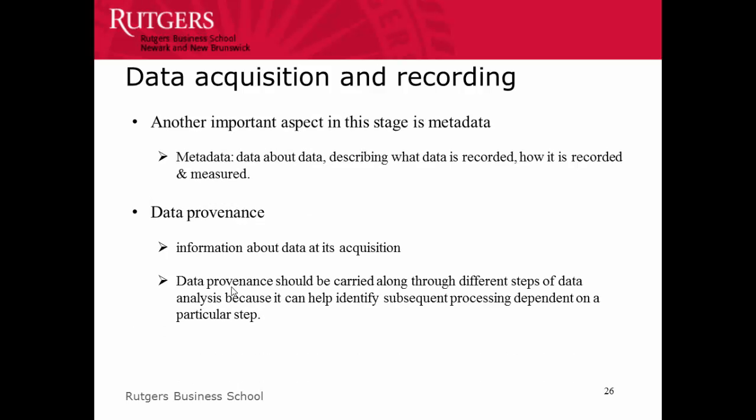Another important aspect in this stage is metadata. Metadata, simply put, is data about data, which describes what data is recorded, how it is recorded, and measured. This is similar to the idea of data provenance, which is the information about data as of its acquisition. So data provenance should be carried along through different steps of data analysis because it can help identify subsequent processing dependent on a particular step.